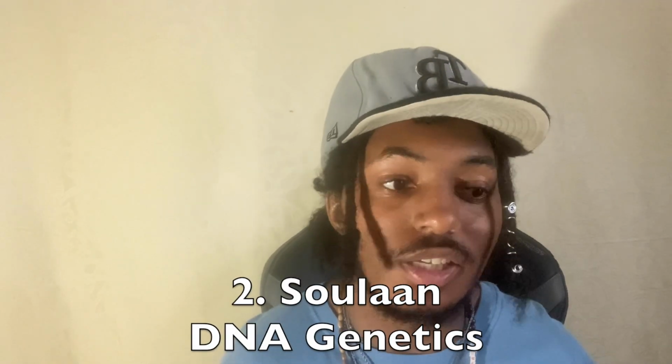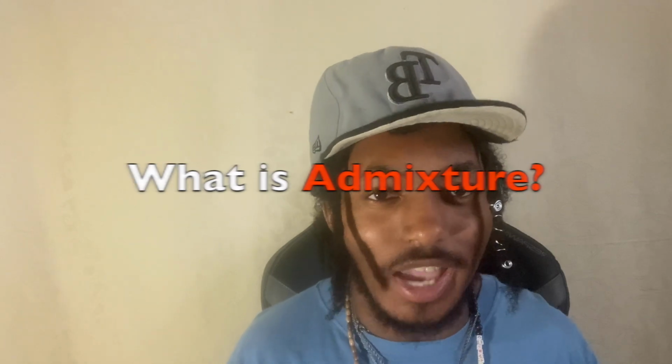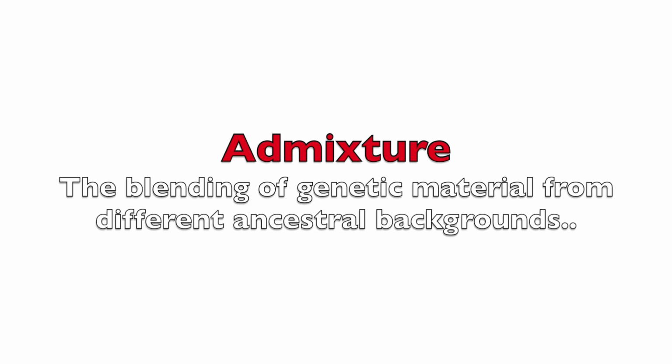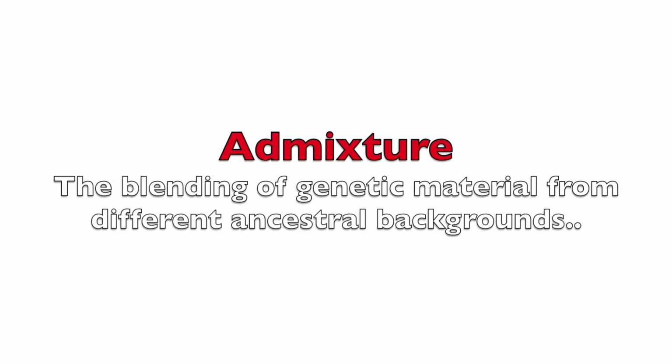Now we are going to be covering the Soulaan DNA genes. Soulaans are typically a very mixed people due to all of the slavery happening here in the Americas. Soulaans are also very mixed because we are in a country with many nations from different countries, ethnic backgrounds, etc. So a lot of admixture was happening through time, but first we have to understand what exactly is admixture. Admixture: the blending of genetic material from different ancestral backgrounds.